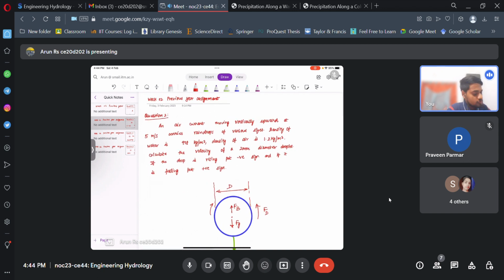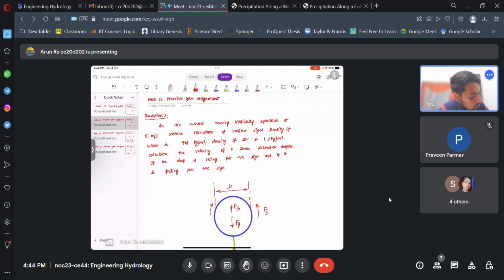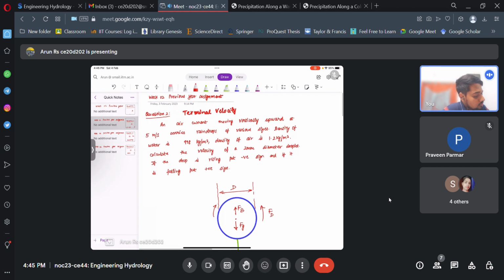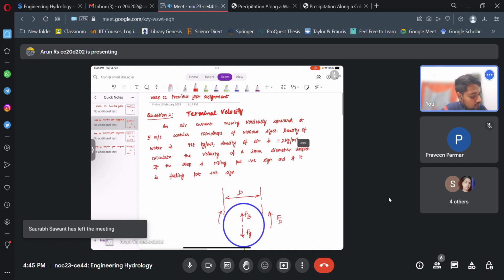So this is a question related to your terminal velocity. So the question is, an air current moving vertically upward at 5 meter per second carries raindrops of various sizes. So now can someone tell me what is the significance of this data? Whether we'll be using it somewhere in the calculation?